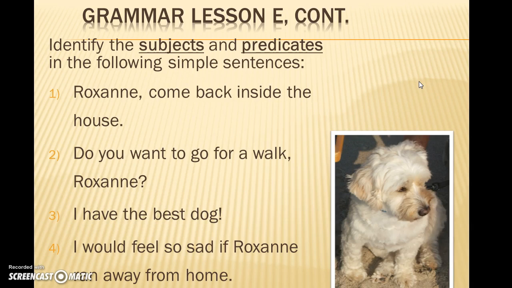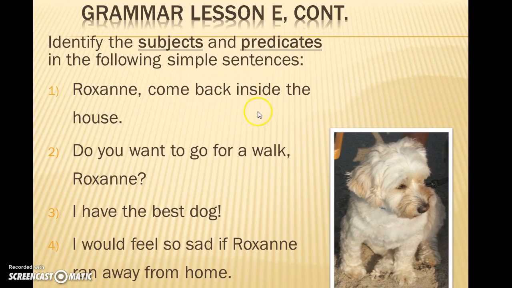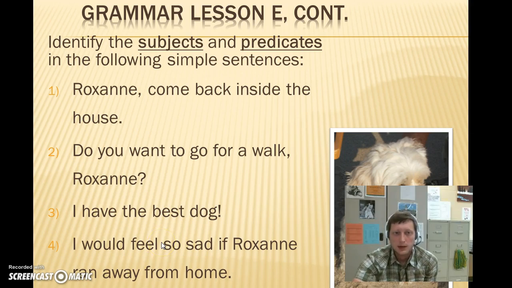Let's take a look at some of these sentences. These are about Roxanne, Miss Van Adder's dog, right? So we want to identify the subjects and predicates in the following sentences. I'm going to pause the video for a second myself, and I want you to do the same. We'll come back in just a minute and talk about the subjects and predicates in the sentence. All right, I hope you had a chance to take a look at these sentences, the subjects and the predicates. If not, again, it's okay to pause the video, take a look at it. All right.